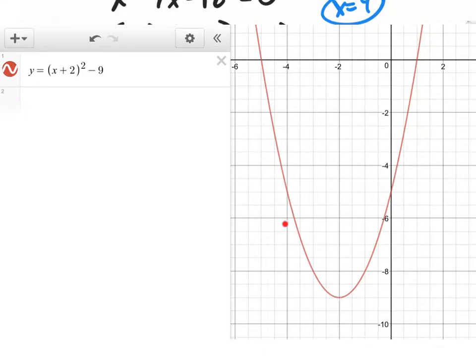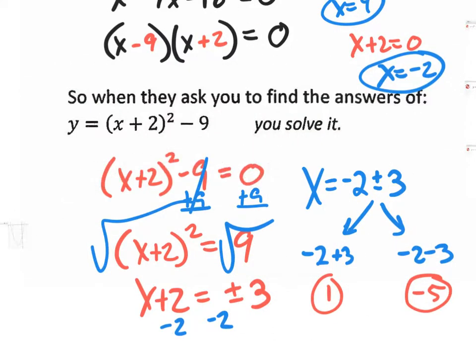And as you can see, it does cross perfectly between the negative 4 and the negative 6, which means that's negative 5. That was one solution. And it crosses perfectly over here between the 0 and the 2, which is 1. So the two answers, if you were to graph it, are -5 and +1. Now we found those answers by using algebra. Right here we found the answers +1 and -5. But I just want to show you multiple ways of doing it.